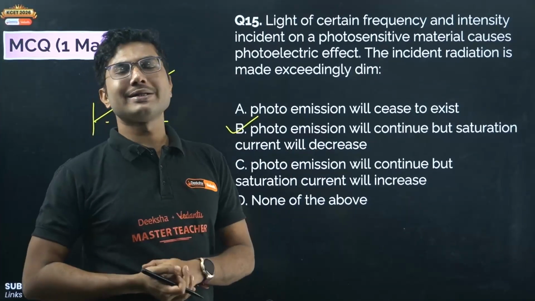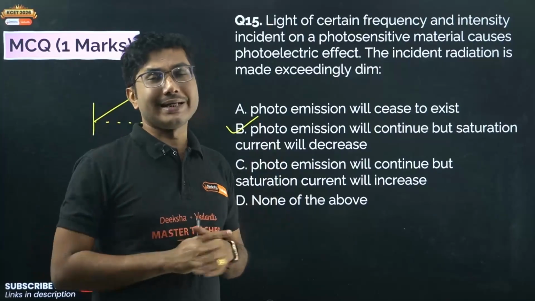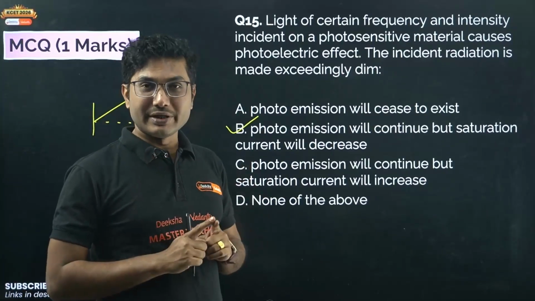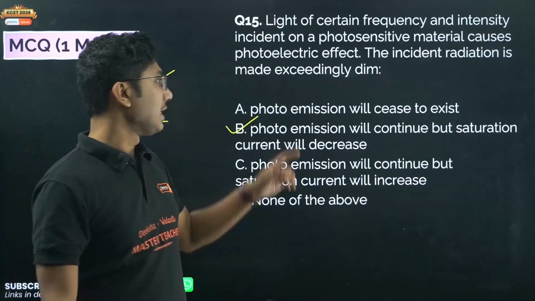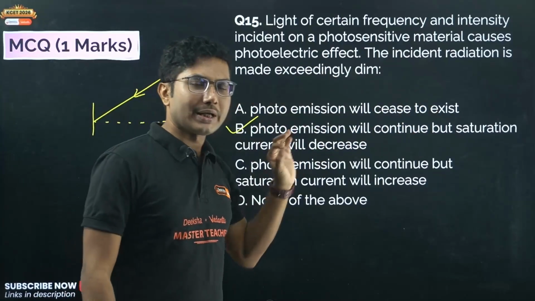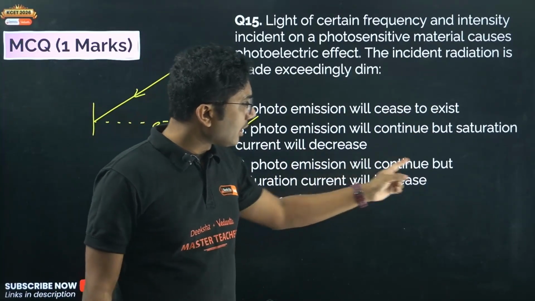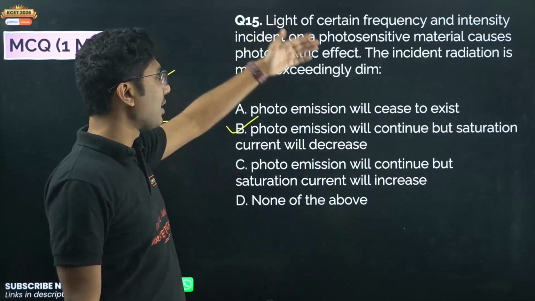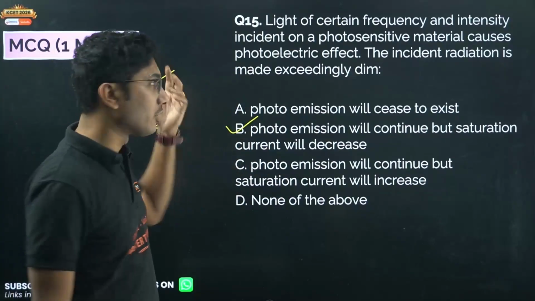Photoemission will continue, but saturation current, which is proportional to intensity, will decrease as intensity decreases. But the photoelectric effect will not cease to exist. Cease to exist means it stops, but that is not happening. So be careful about certain language. Other option: photoemission will continue, but saturation current will increase. Saturation current cannot increase because you are decreasing the intensity. None of the above is obviously not the answer.